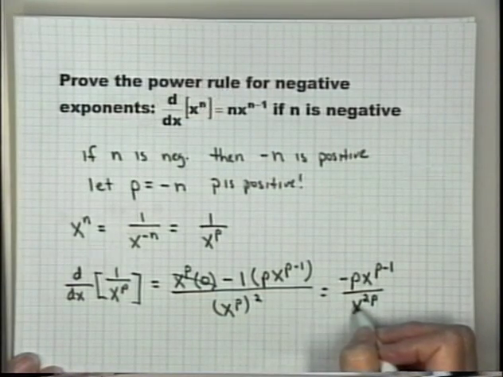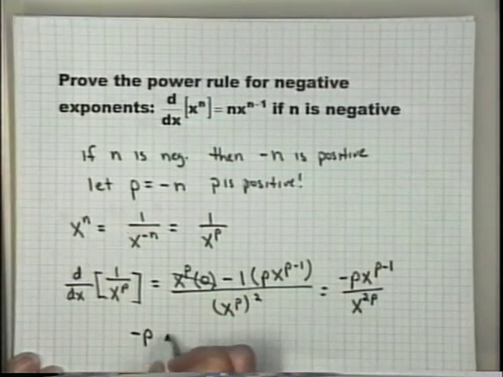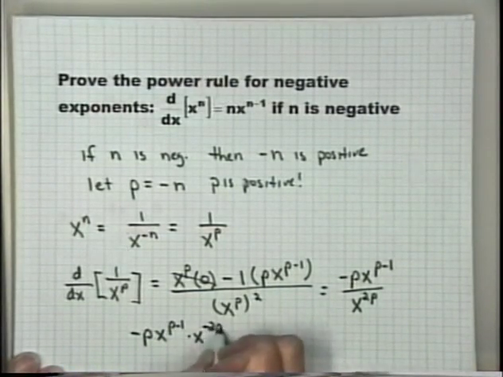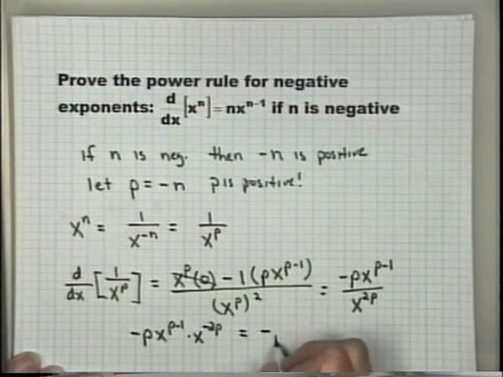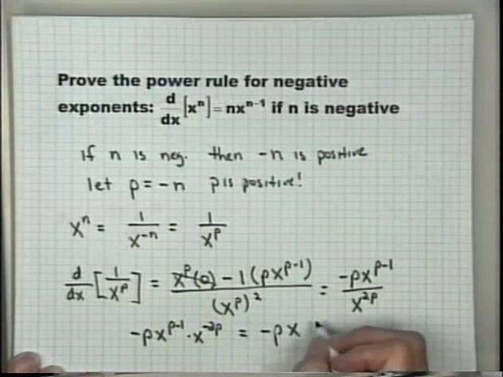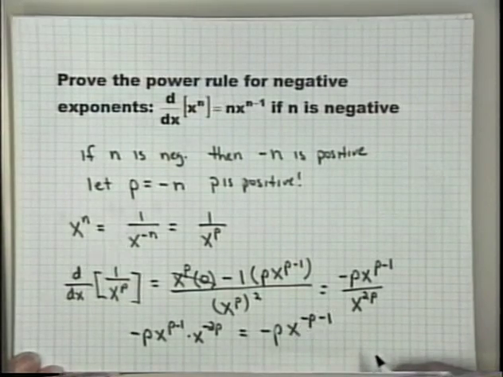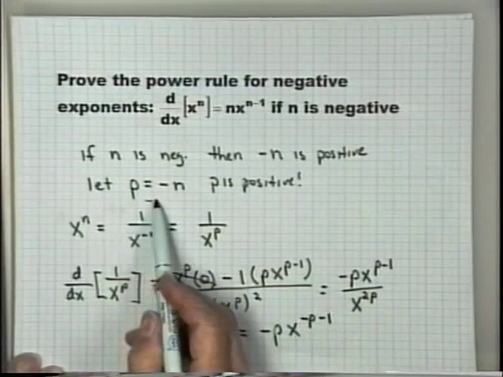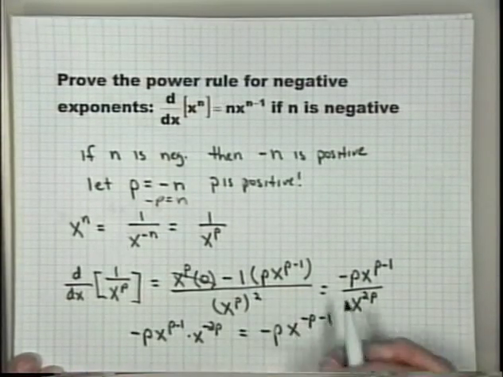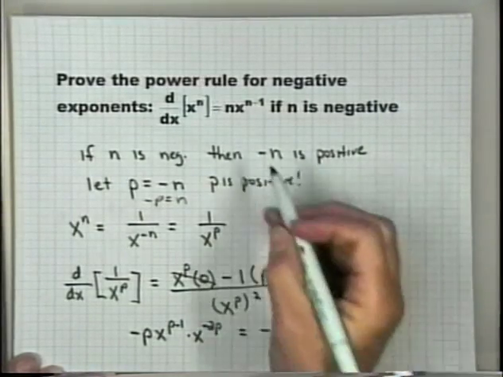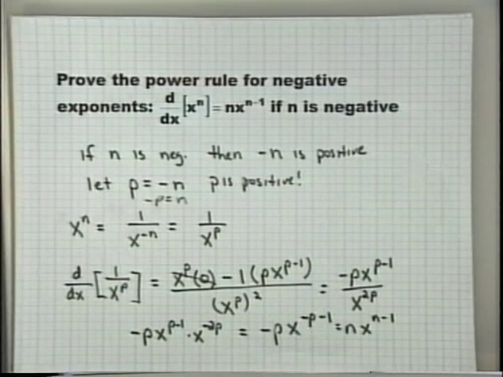Okay, well, let's do this. If I bring this up, I've got minus p x to the p minus 1 times x to the negative 2p. We have the same base, so if we add these exponents, p minus 2p is a minus p, minus 1, okay? If p equals negative n, then minus p equals n, doesn't it? So I'd have n x to the n minus 1. And I've shown that that power rule also is true for negative exponents.